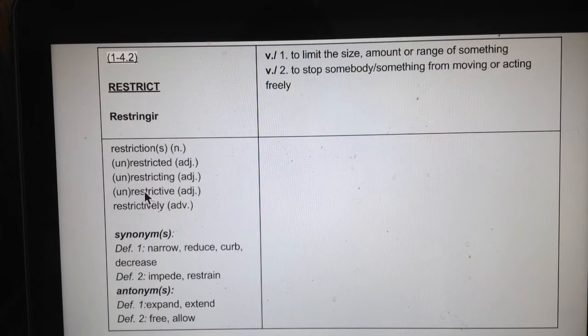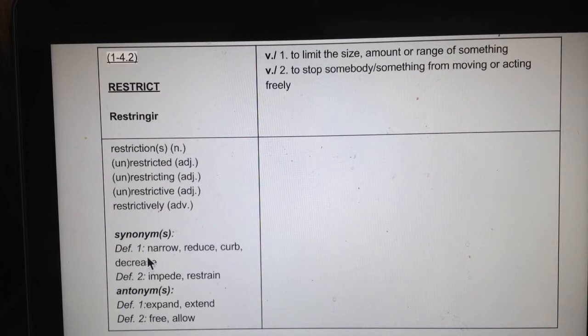Restrictive describes like a noun that causes limits. So you can say the restrictive environment during the final exam made the student uncomfortable because he wanted to leave the room to call his friend. Restrictive. And your adverb form then is restrictively. Restrictively.